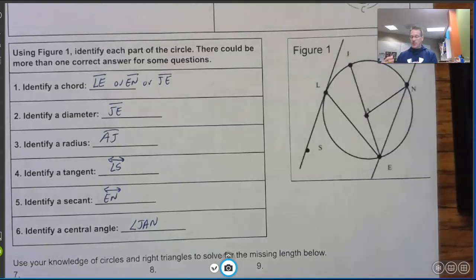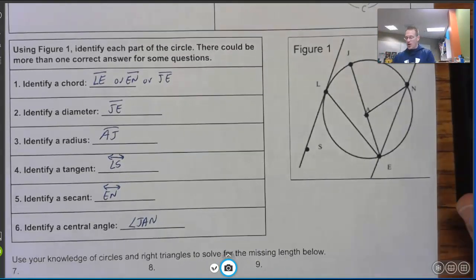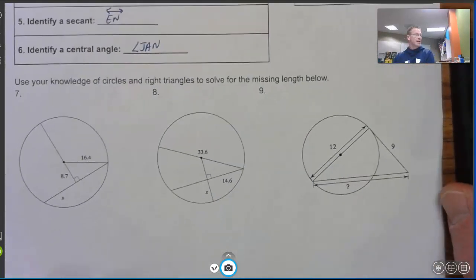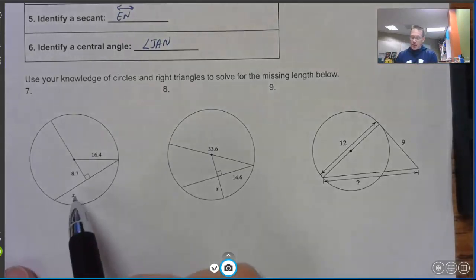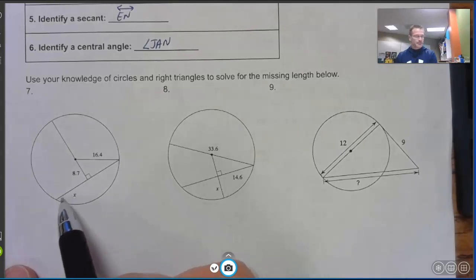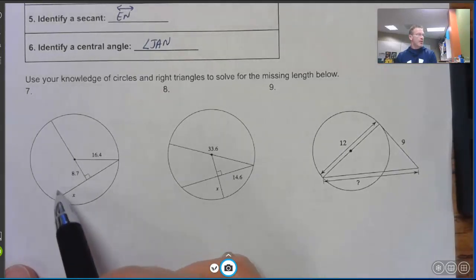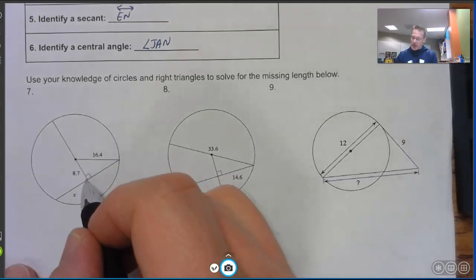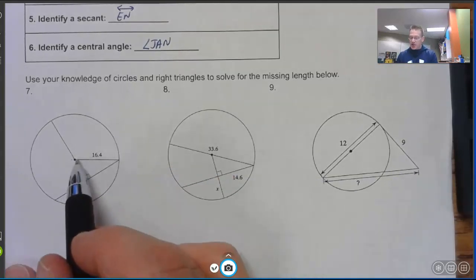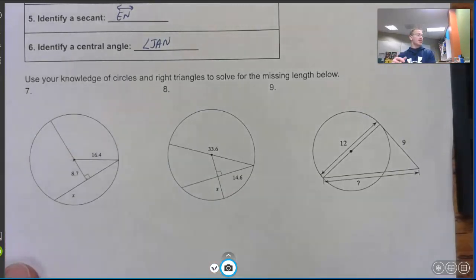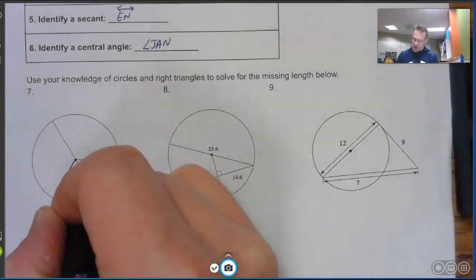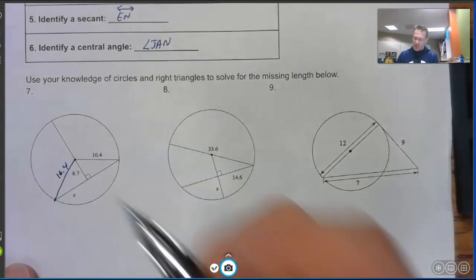Now let's go down and look at some of the problems where we're going to use what we know, looking at problems 7, 8, 9 here. We're going to use some of the facts that we know combined with the Pythagorean theorem to do some solving. Notice I want to know this length right here, which is x. But I don't have a full triangle over here. I know this is 8.7. I know the radius here, from the center to the edge, is 16.4. So notice what I can do. I know all radii in a circle are equal, so I can draw this in, and now that's 16.4.